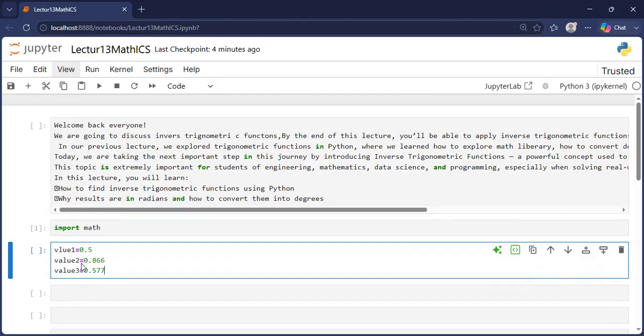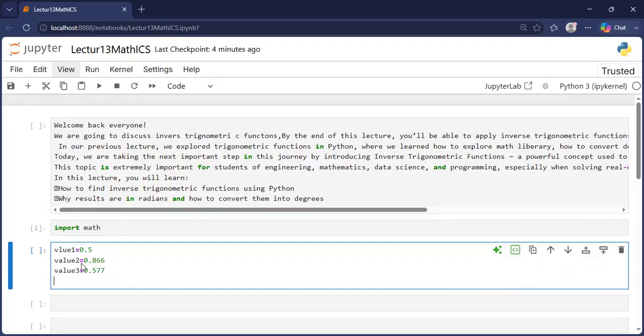Okay, so next we are going to use the inverse functions. From the previous lecture, you understand we can use the inverse trigonometric functions from the math library. So let's say sine inverse is equal to math.asin. You understand asin is for inverse sine. We have already imported the library. We just need to put the value whose inverse is to be found. So let's say we have value1.